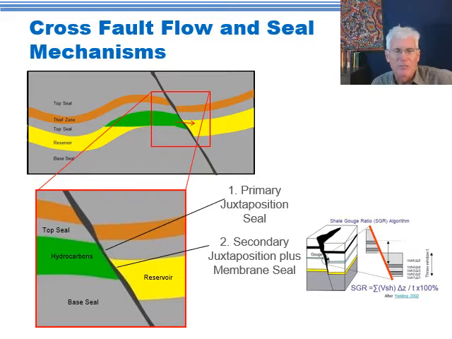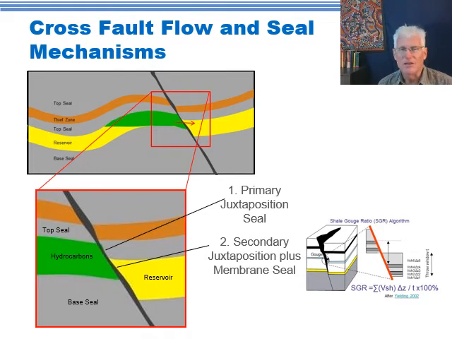So we talk about primary juxtaposition seal, and this is where, say, you have a porous reservoir rock with some permeability that's juxtaposed across a fault against an impermeable unit, like a shale or the top seal material. That's termed primary juxtaposition seal because the seal occurs dominantly because of just juxtaposition of an impermeable material against the reservoir.